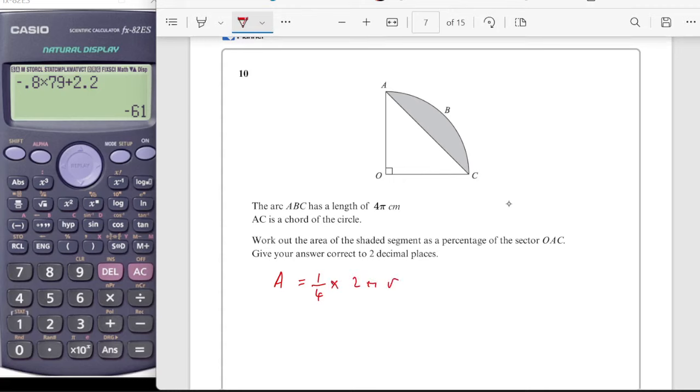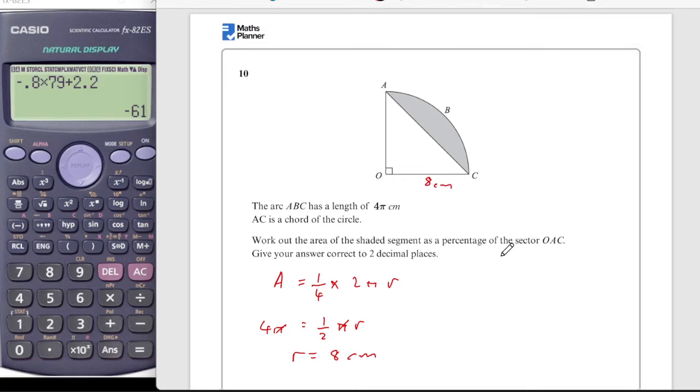So we're told that that's 4 pi. So 4 pi is going to be equal to a half of pi times r. So simplify. So the radius must be equal to 8 centimeters. Okay, then going to work out the area of the full sector.